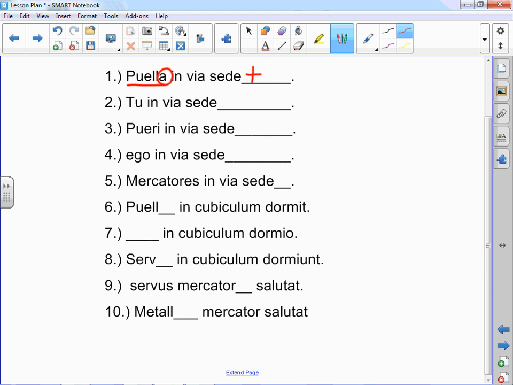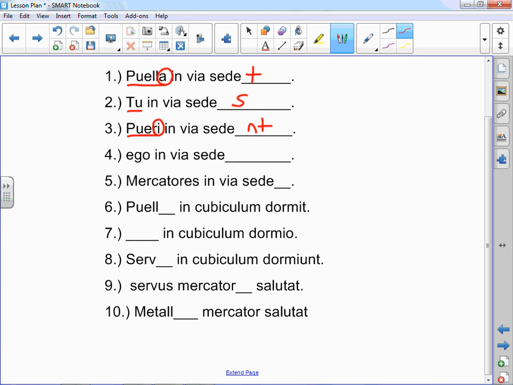I need an ending for sede, so I look to the noun tu, which is our nominative. Tu is second person, singular, so it needs to have a second person singular ending, which is S. Number 3 is pueri ... sede. I need an ending for sede again. I look to the nominative. The letter I signifies that pueri is a plural nominative noun. For a plural nominative noun, I use NT to end my verb.